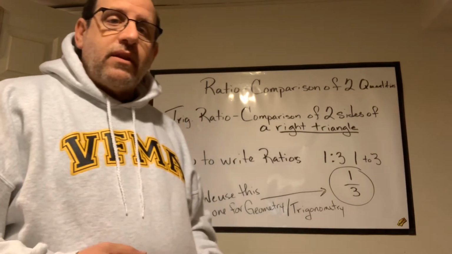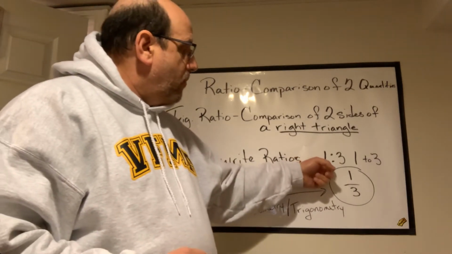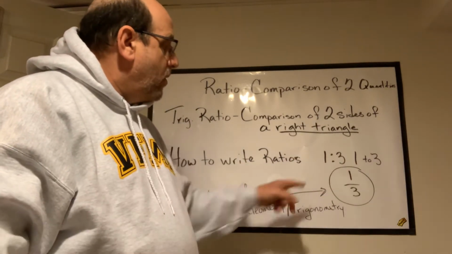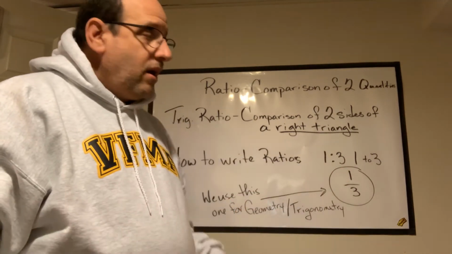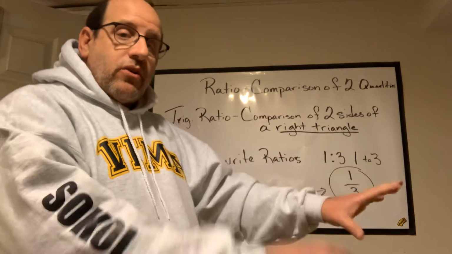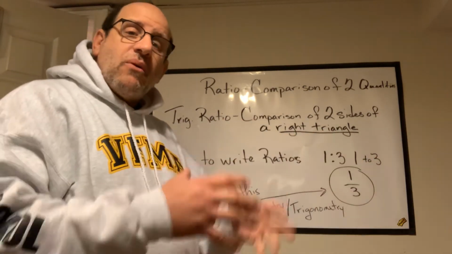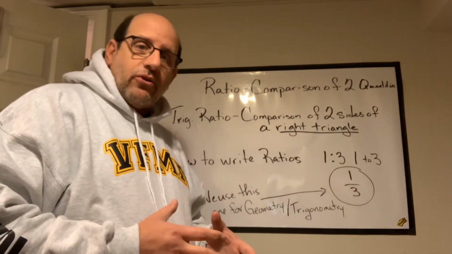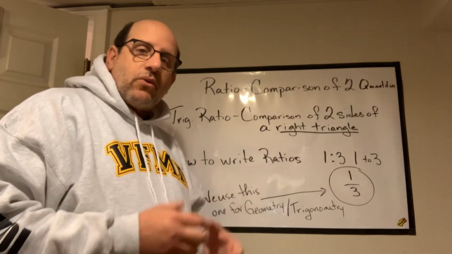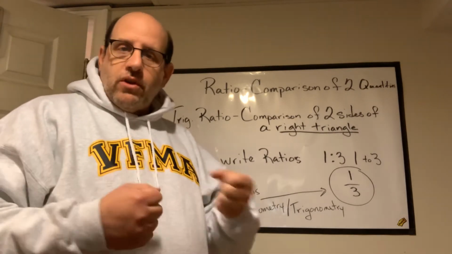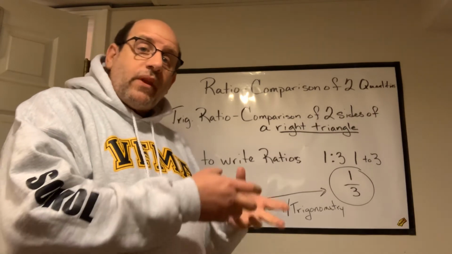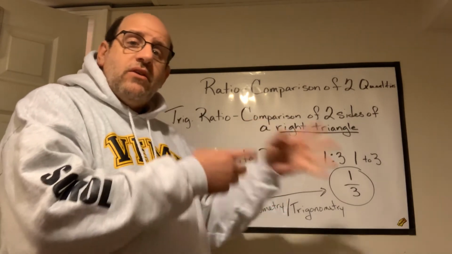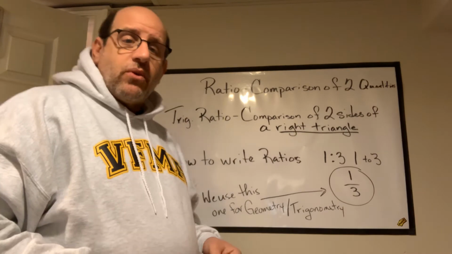That's the idea. Right here, I wrote 1 to 3. You know, it could be 1 apple to 3 oranges. It could be anything. But when we move on to trigonometry, now we're just looking at right triangles. The trigonometric ratios were created so you could find side lengths or angles just using these simple ratios that we've created.